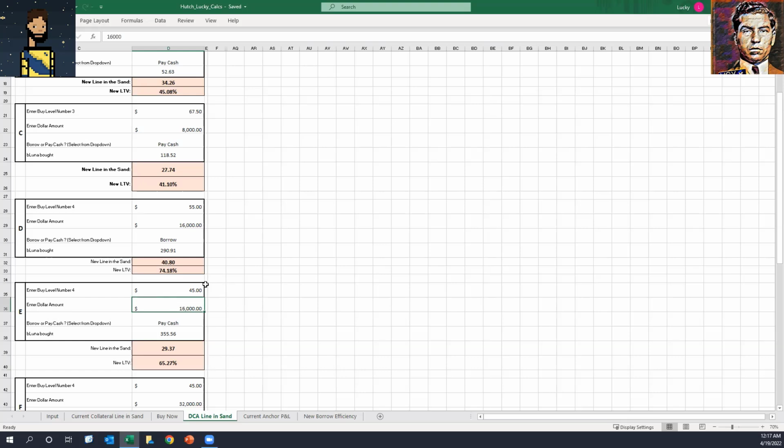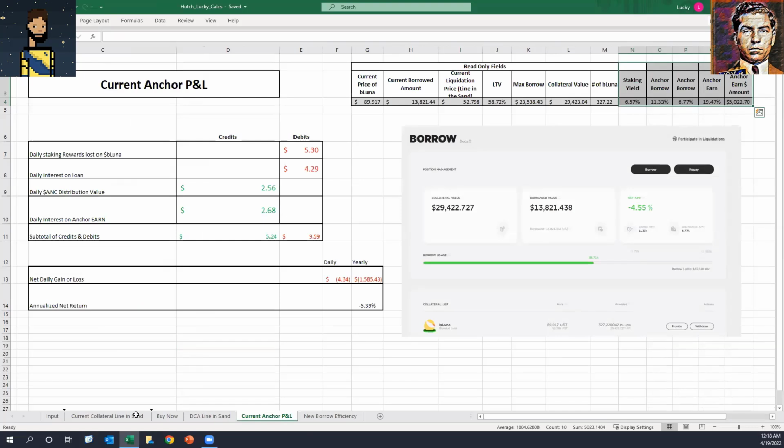Let's do this. So the current anchor P&L, which we're going to go over, and the new borrow efficiency. Let's move those 2 over to input, because I think those should be the first 2. I love that we showed them what we showed them, and hopefully you guys are just going nuts about this because it's amazing. But I think that these 2 tabs that we're going to go over should be right after you do your inputs.